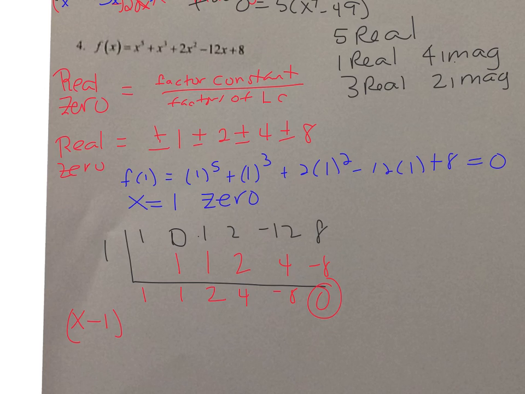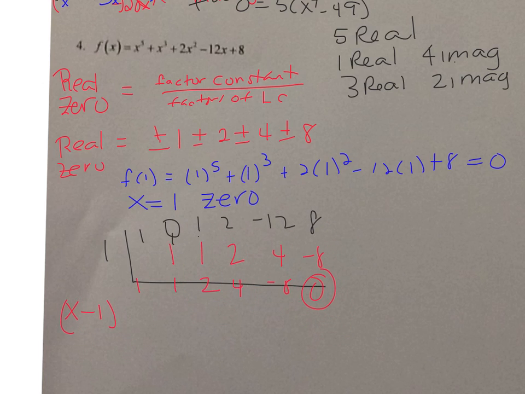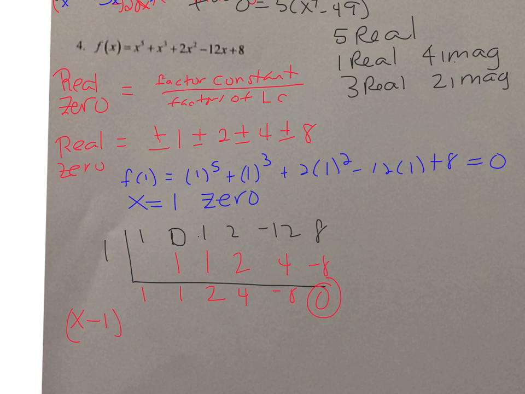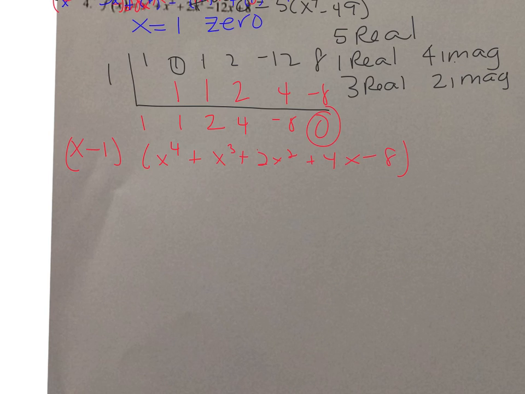So I have then, here's my other factor. Right, so x minus 1 is a factor, and then I have x to the 4th plus x cubed plus 2x squared plus 4x minus 8. There's another factor. I just have to move everything up. Okay, so now I have this polynomial here, and I have to try to get another 0 here.